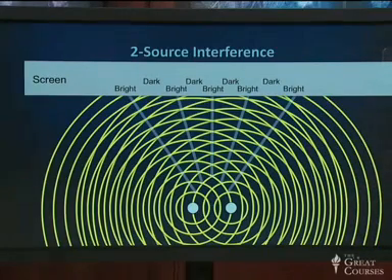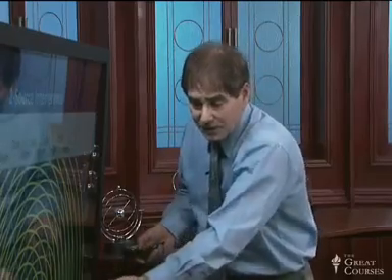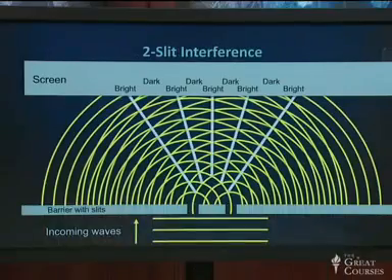Now that's two-source interference. But how do you get two sources of light? Well, ultimately you do what Young did, and what everybody who's done this experiment since has done. Instead of trying to make two coherent sources of light, you put a single source of light through two small holes, slits. So we talk about slit systems, and in this case two-slit interference. Instead of two-source interference, I now have two-slit interference.